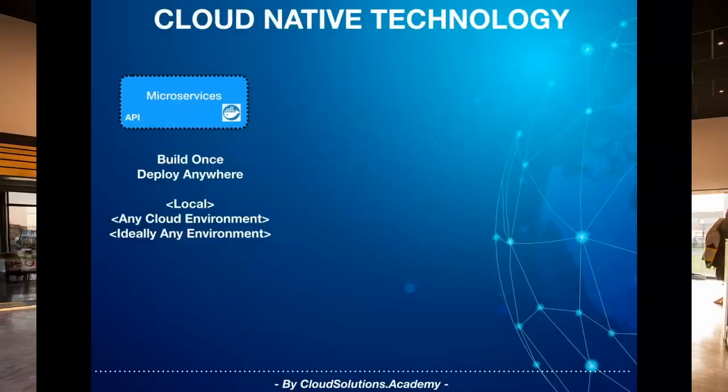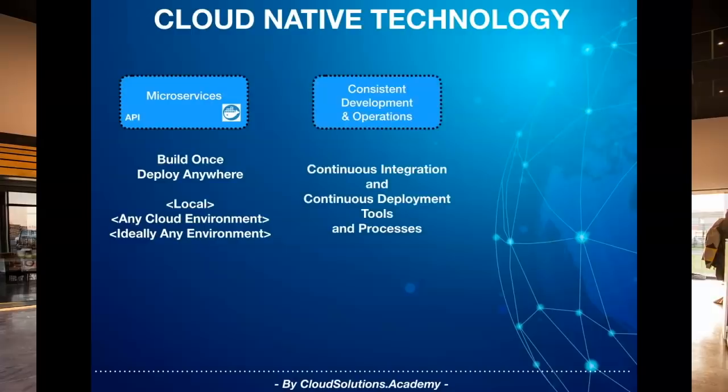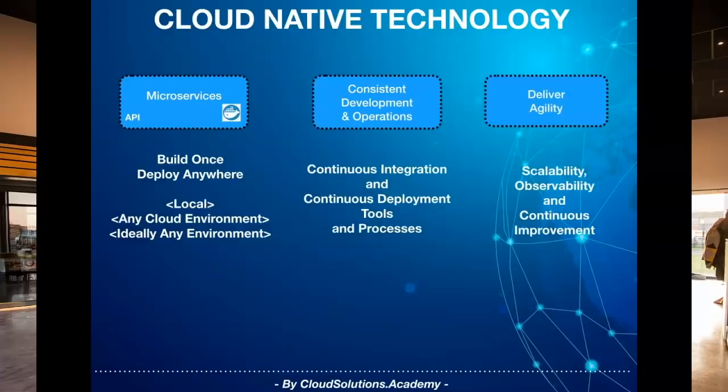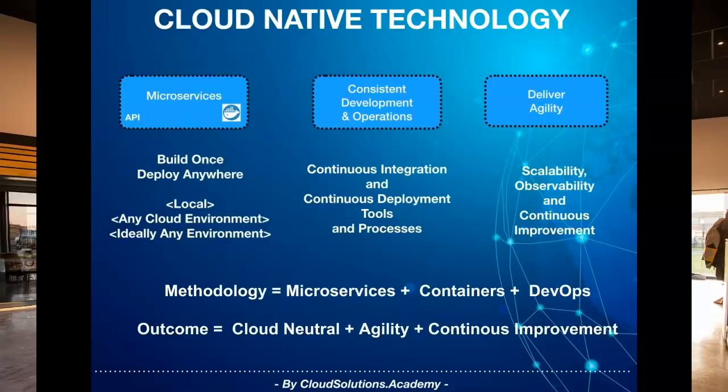So where does cloud native fit in? Cloud native is basically a methodology where you can build an application once and deploy it in any cloud environment, be it a single cloud, multi-cloud, hybrid or edge cloud, or for that matter any environment, in a consistent way that can be scaled independently, measured and continuously optimized. And the combination of technologies like microservices, containers and DevOps plays a key role in achieving cloud native applications.